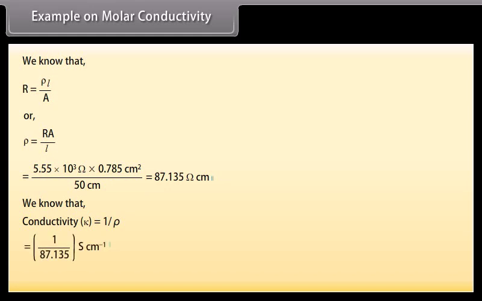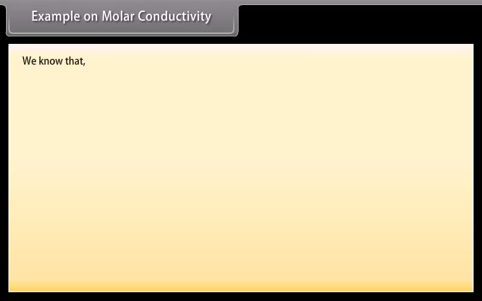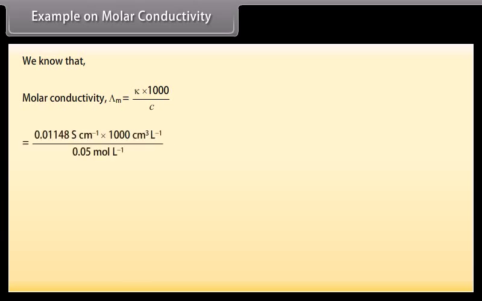We know that conductivity is the reciprocal of resistivity. By putting the values, we get conductivity = 0.01148 Siemens centimeter inverse. We know that molar conductivity is equal to kappa multiplied by 1000 divided by C. By putting the values, we get molar conductivity = 229.6 Siemens centimeter square mole inverse.